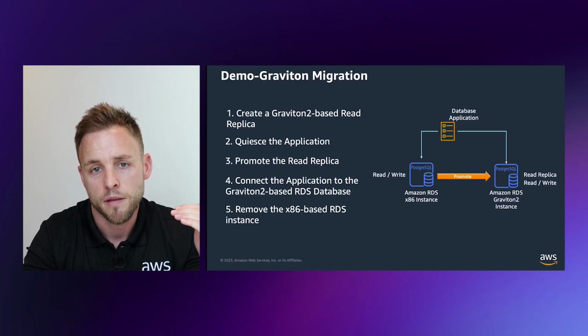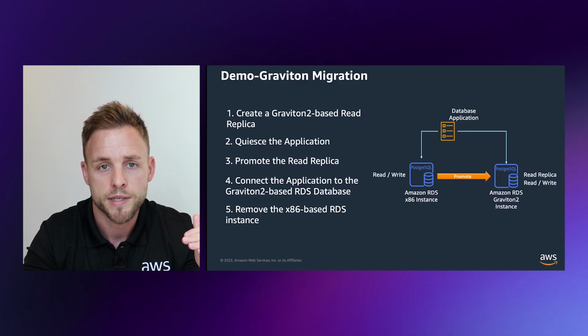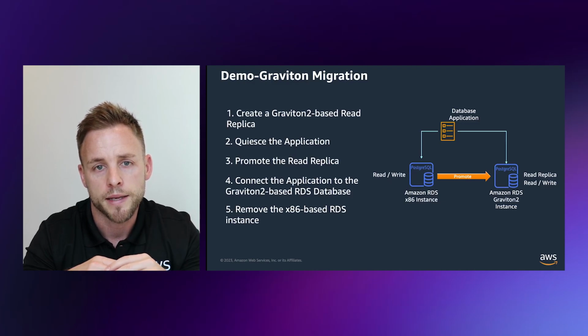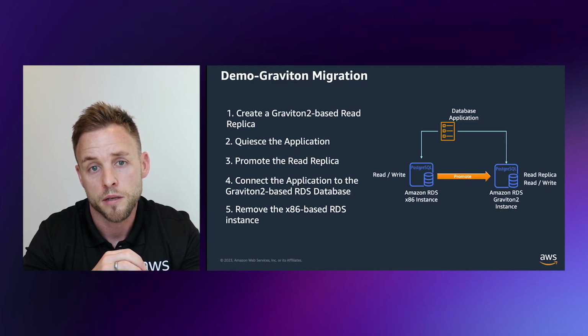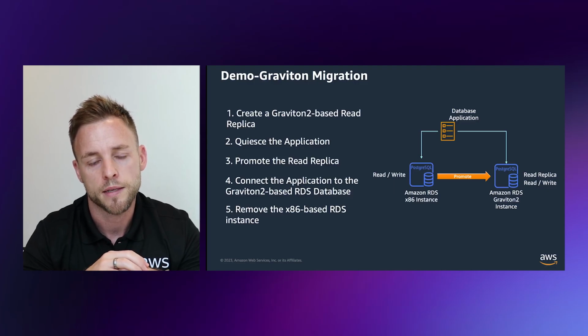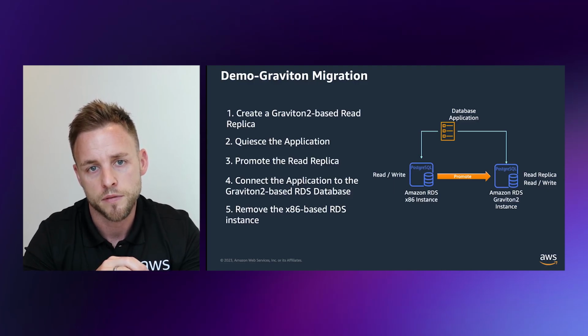Now you can then restrict the activity to the primary database and promote your read replica to be the primary database, and then you can release the activity to go to a new primary database that will be Graviton. And the great thing about that is that you will have a rollback mechanism with your Intel instance still being present there. So we'll jump into the console and we'll see how this looks.